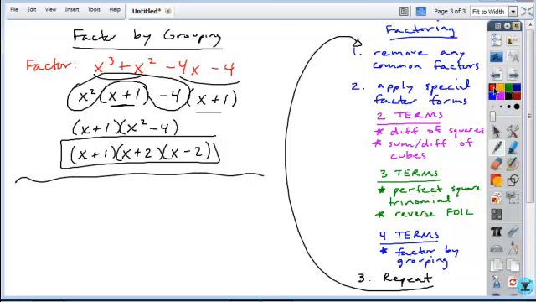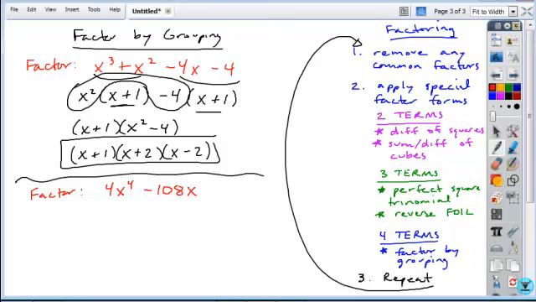All right, so I want you to try the following example, please. See if you can come up with the fully factored form of this expression, please.